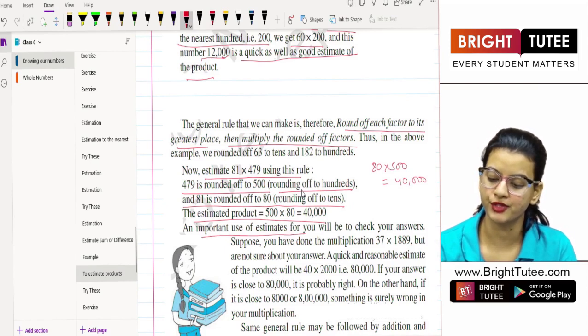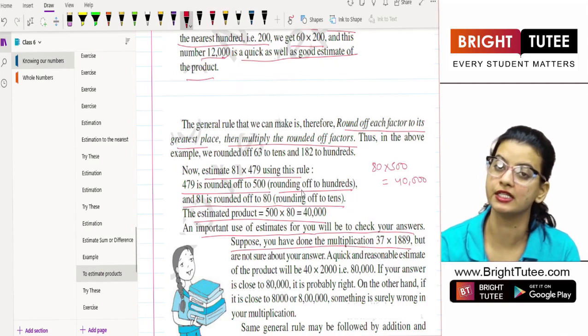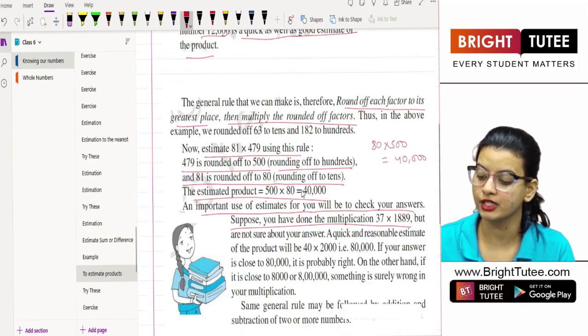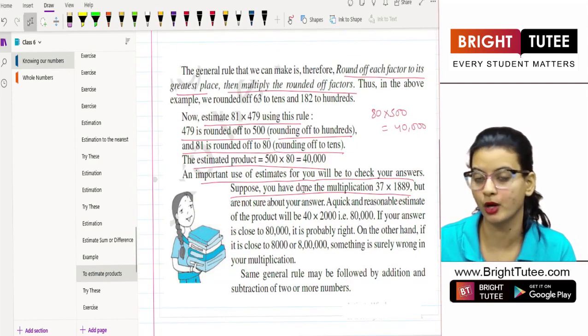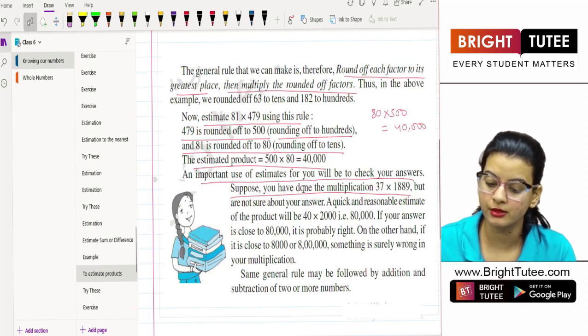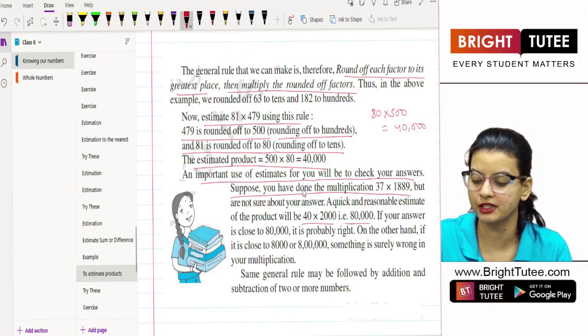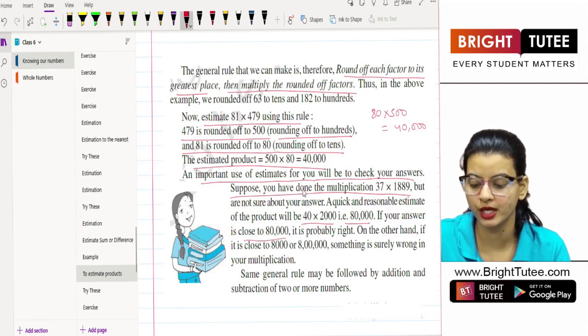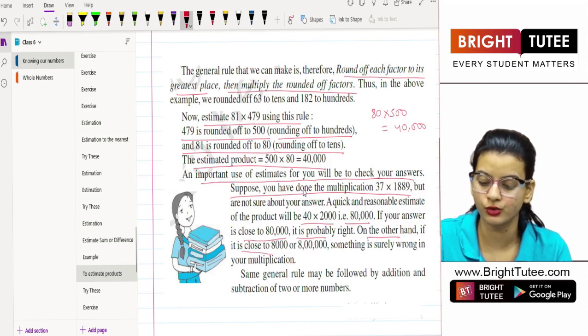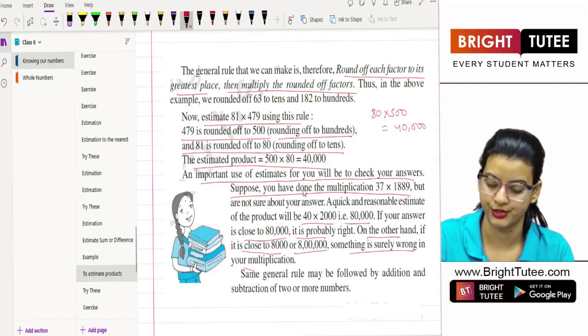An important use of estimates for you will be to check your answers. Suppose you have done the multiplication of 37 into 1889 but are not sure about your answer. A quick and reasonable estimate of the product will be 40 into 2000, which is 80,000. If your answer is close to 80,000, it is probably right. On the other hand, if it is close to 8,000 or 8 lakh, something is surely wrong in your multiplication.